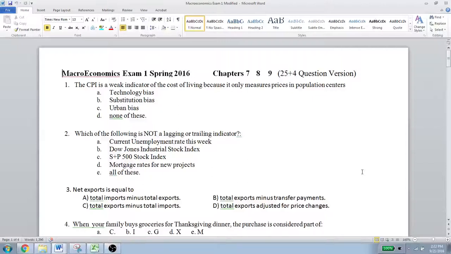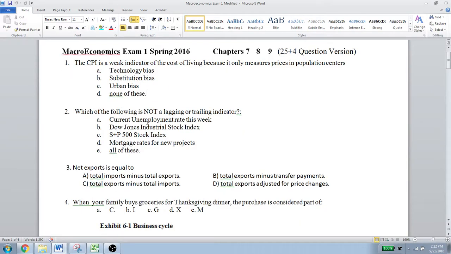I'm hoping that you'll benefit from looking over this exam that I gave a group of my students recently on economic indicators. First of all, the CPI is a weak indicator of the cost of living because it only measures prices in population centers. That's the very definition of the urban bias. On your test, I might be pointing towards other biases like technology substitution or consumer, so be ready for any of those.